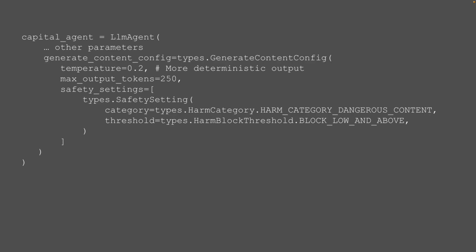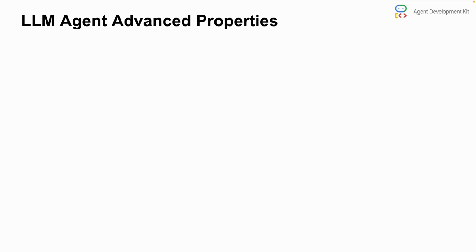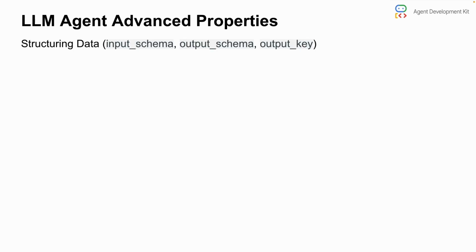And safety settings. Safety settings are nothing but a kind of guardrail, where we are instructing the agent what kind of things it needs to filter out while generating the responses. Next important property, but it is an advanced property, will be using the input schema and output key.